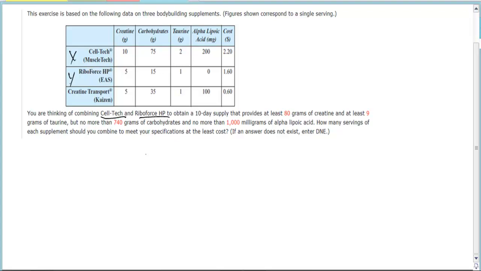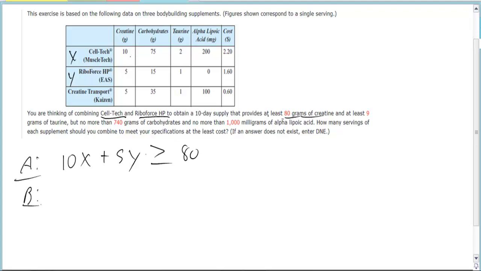Now it says we need to have at least 80 grams of creatine. How much creatine does X have? For every serving of X, we're going to get 10 grams of creatine. For every serving of Y, Riboforce, we're going to get 5 grams, and we want at least, so this has to be greater than or equal to 80, because at least means 80 or more. So there's equation A.